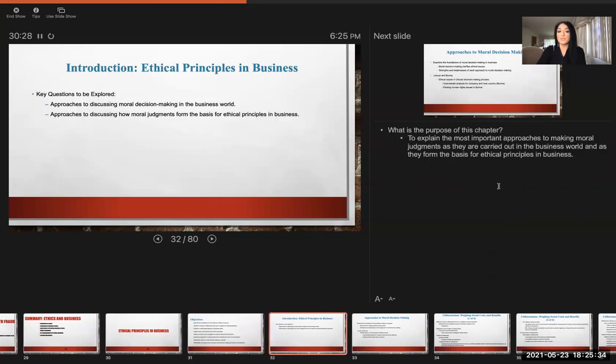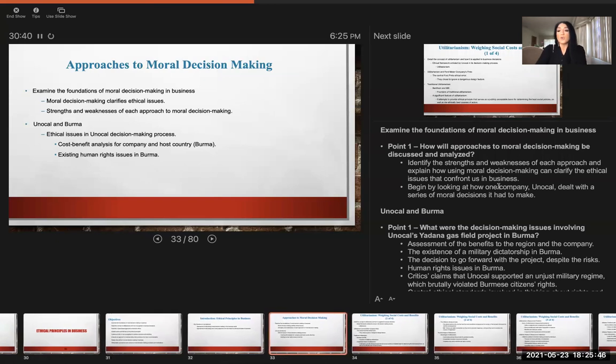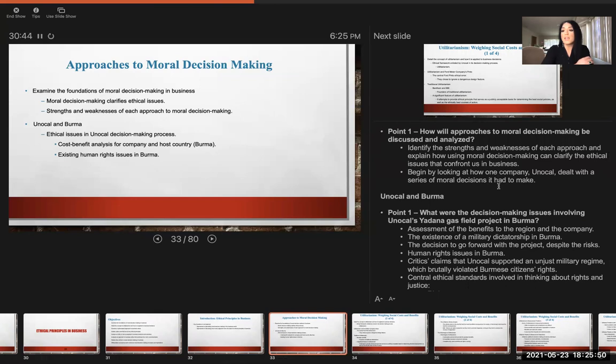So, what is the purpose of this particular portion of our information? To explain the most important approaches to making moral judgments as they are carried out in the business world, as well as the basis of ethical principles in business. Now, the approaches of moral decision making. How will approaches to moral decision making be discussed and analyzed? Well, we're going to identify the strengths and weaknesses of each approach and explain how using moral decision making can clarify the ethical issues that confront us in business.